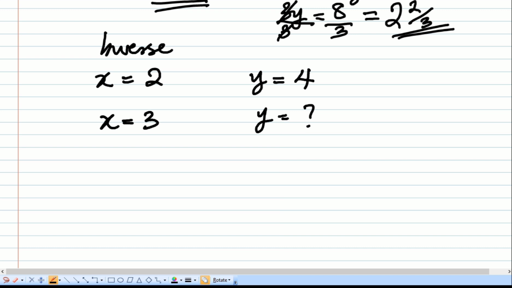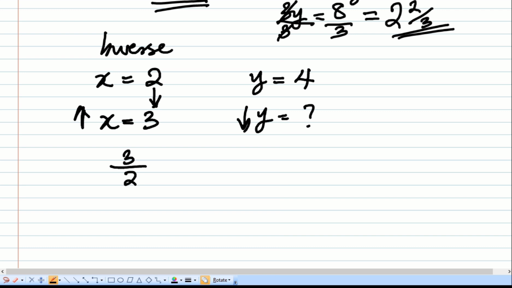So you see that x is increasing from 2 to what? To 3. So x is increasing. That means if x is increasing, y must decrease. So y must be decreasing, right? Since that's the law of inverse variation. So I'm going to ask myself, by what factor did 2 increase to 3? How to do that? Just always divide the big one over the small one. So we have 3 over 2. That's how 2 increased to 3.